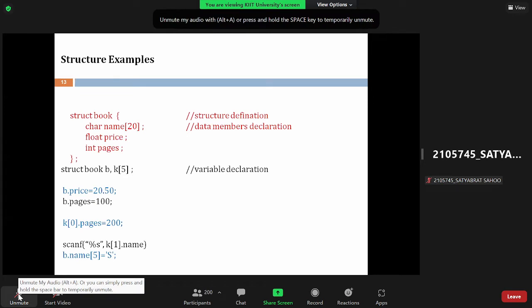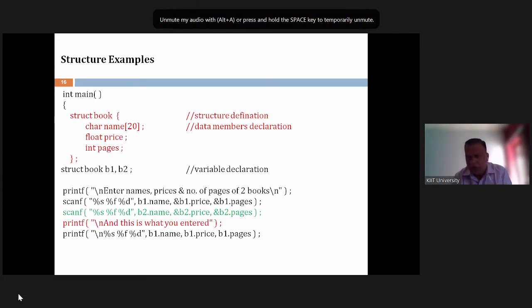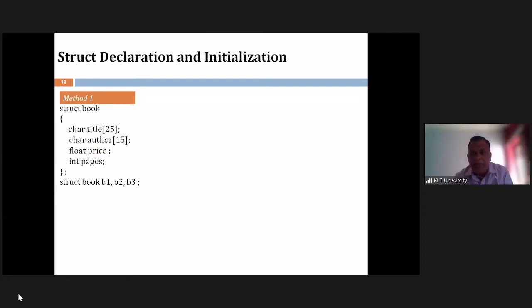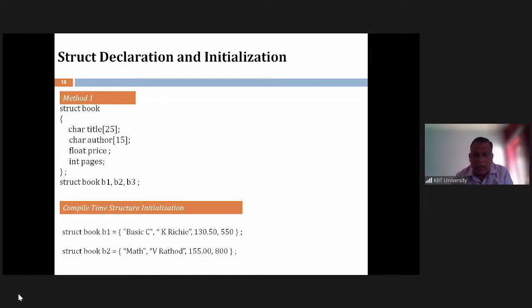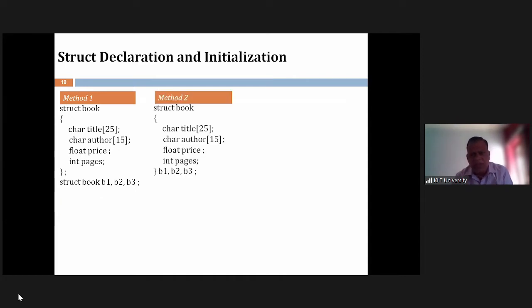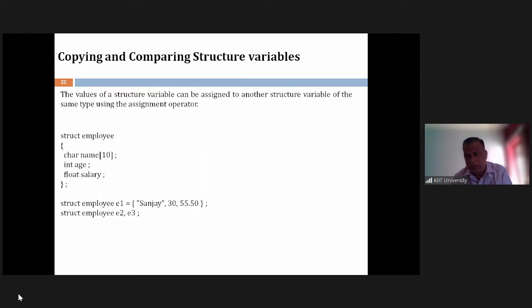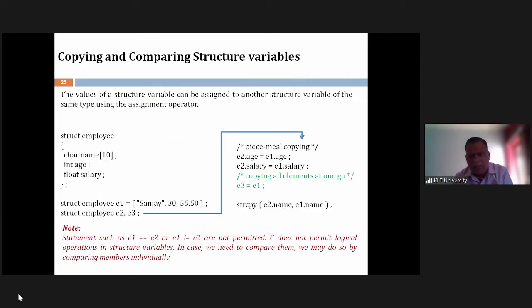So last day we were discussing structure: how to define a structure data type, how to declare variables of structure data types, how to assign values to different members of a structure variable, and then how to access those data members. All these we have discussed with a few examples.